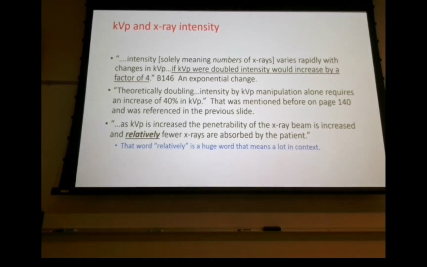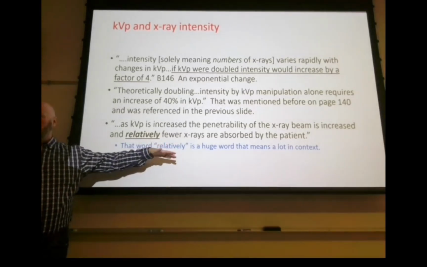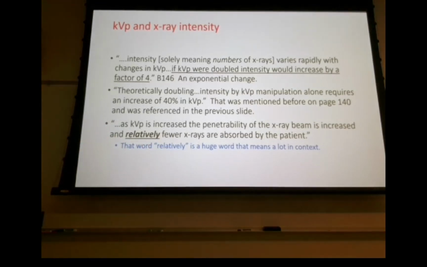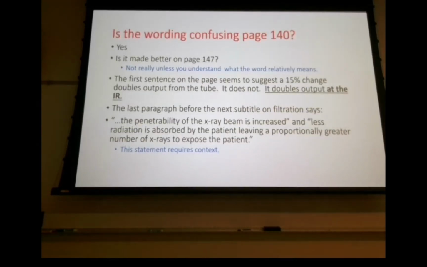All right. So as kVp is increased, penetrability of the X-ray beam is increased, and relatively fewer X-rays are absorbed by the patient. That word relative, and relativity in this case, is huge. All right, and we've kind of touched on that already. So as kVp is increased, the penetrability of the X-ray beam is increased, and relatively fewer X-rays are absorbed by the patient. So is the wording on 140 confusing? Yeah, because he says one thing and he seems to go immediately back on it, right? So is it made better on 147?